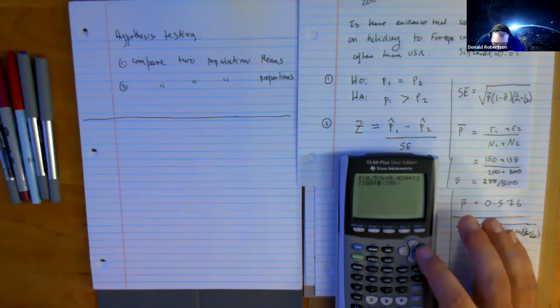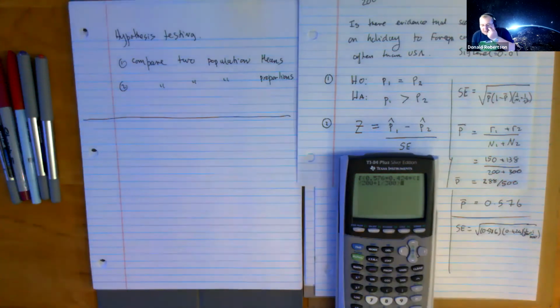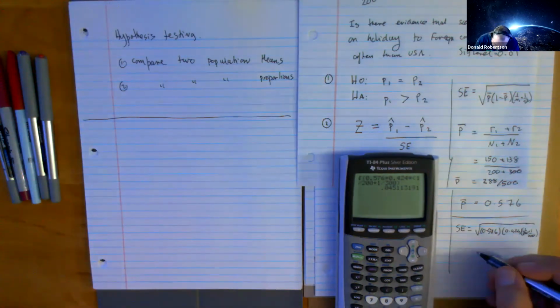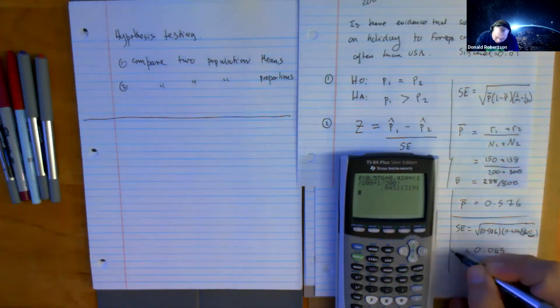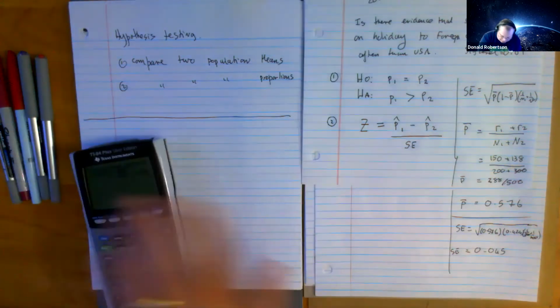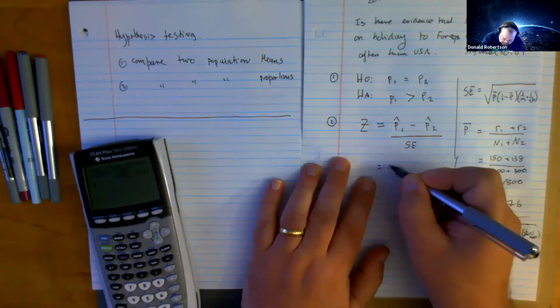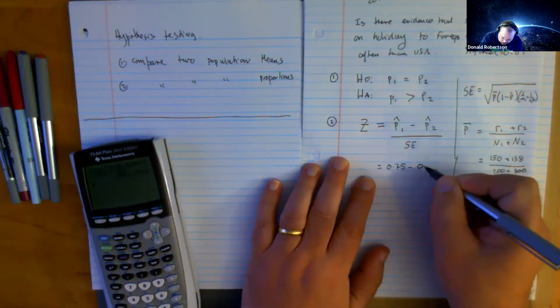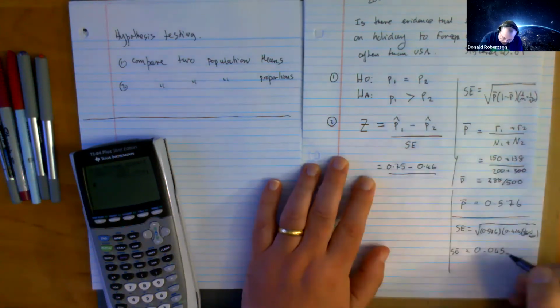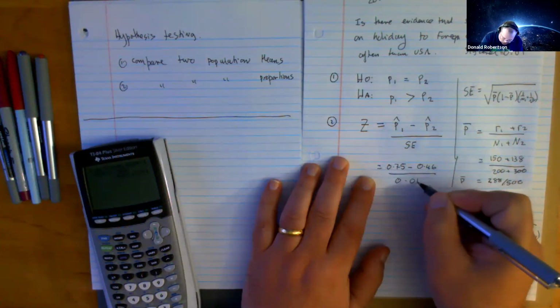Now, I guess that would be a good example of why partial credit is very useful. Can you imagine if I had just done this, I wouldn't have known, probably, and I would have screwed up. So it looks like the standard error comes out as 0.045. So the z-score is p1 hat, 0.75, take away p2 hat, 0.46, divided by the standard error, 0.045.